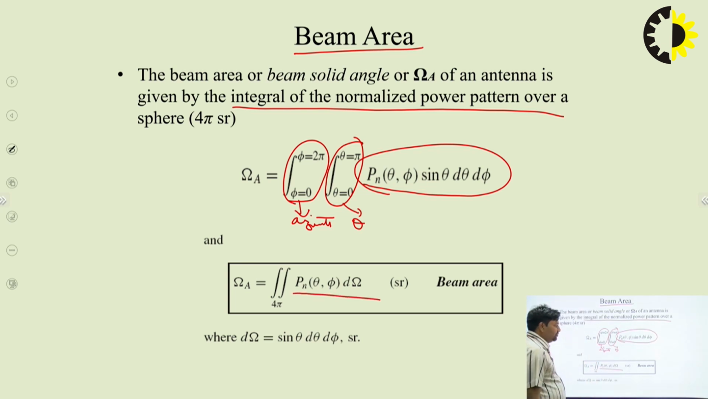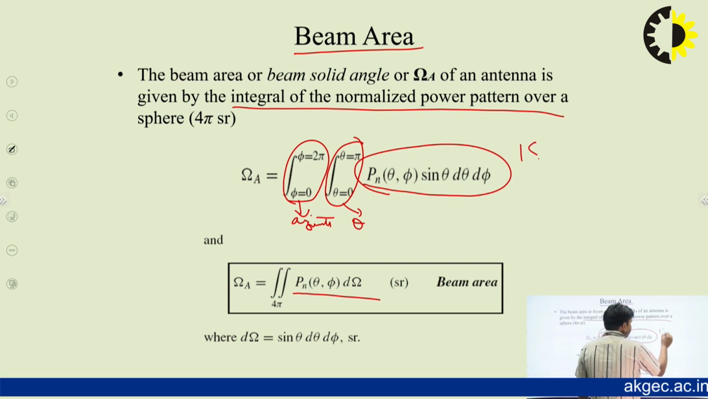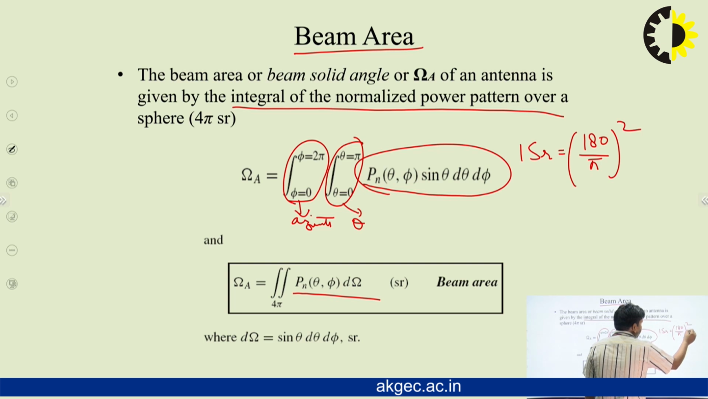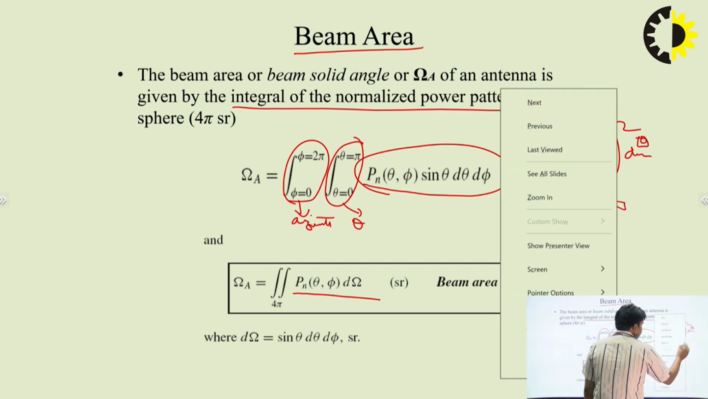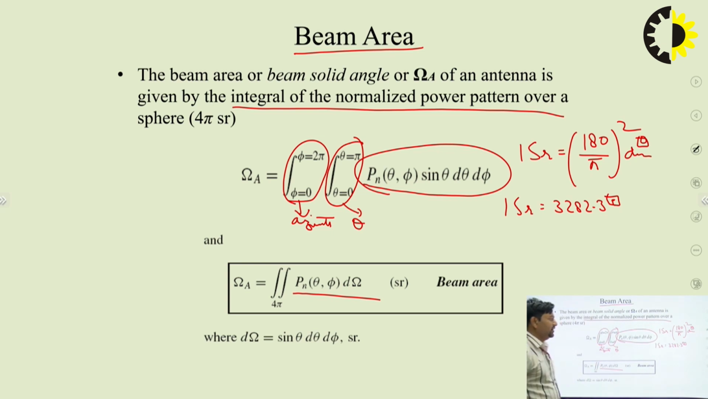The unit of beam area, or beam solid angle, is steradian. If we convert 1 steradian into degrees, it is (180 upon pi) whole squared, in square degrees. So 1 steradian is equal to 3282.3 square degrees.